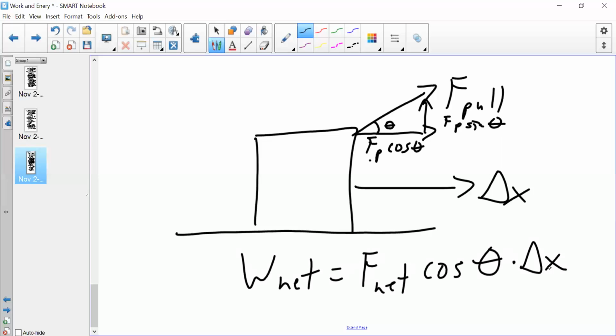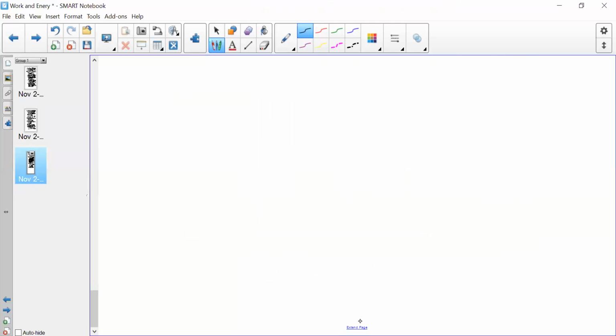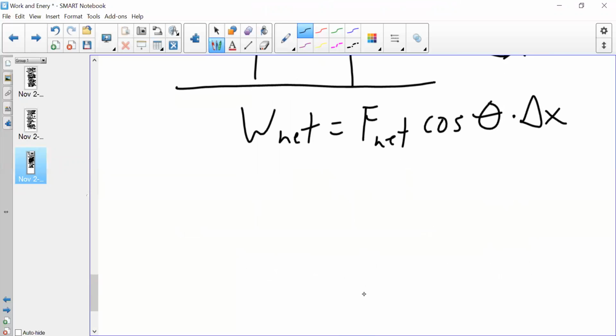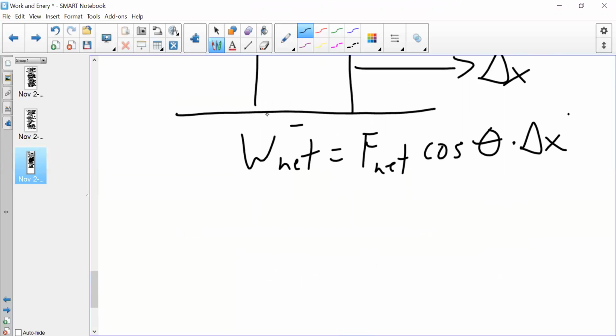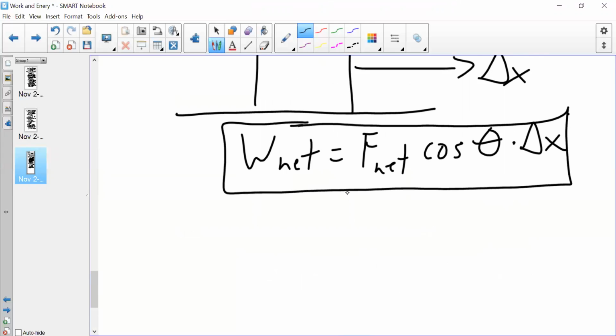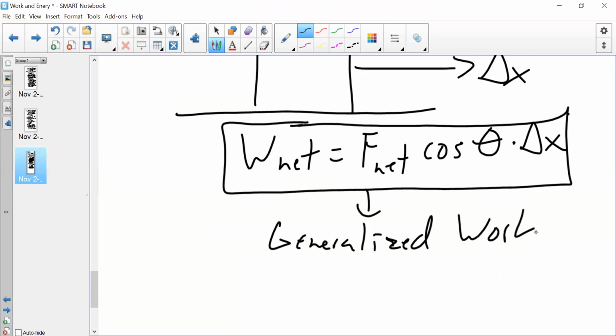Now, in the case when the net force is in the same direction as the displacement, the angle is going to be equal to 0. Cosine of 0 is just 1, so it just becomes F net delta x. So this is our generalized work equation. The cosine component goes away when theta is equal to 0.